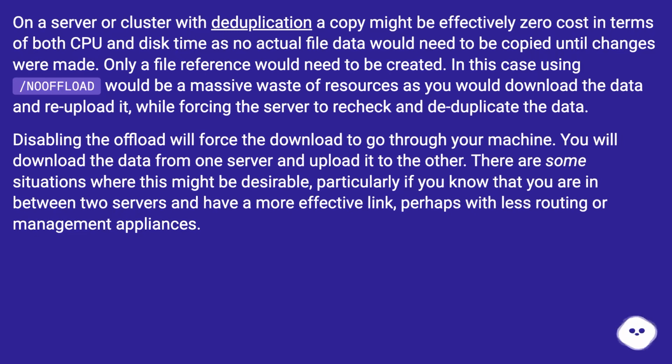Disabling the offload will force the download to go through your machine. You will download the data from one server and upload it to the other. There are some situations where this might be desirable, particularly if you know that you are in between two servers and have a more effective link, perhaps with less routing or management appliances.